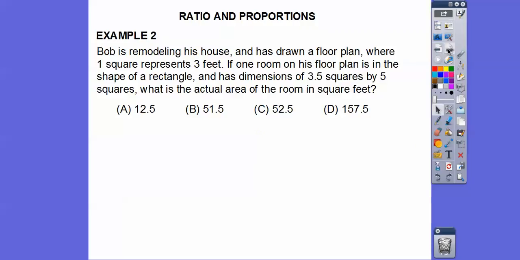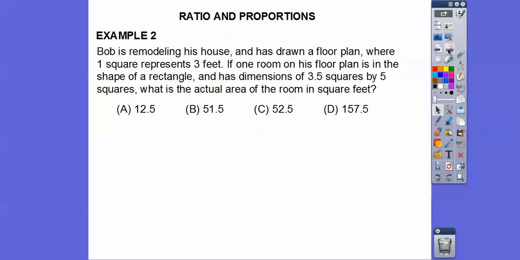Here's another one. Bob is remodeling his house and has drawn floor plans where 1 square foot represents 3 feet. If one room on his floor plan is in the shape of a rectangle and has the dimensions 3.5 squares by 5 squares, what is the actual area of the room in square feet?